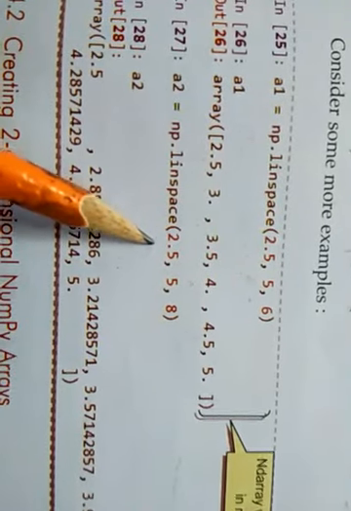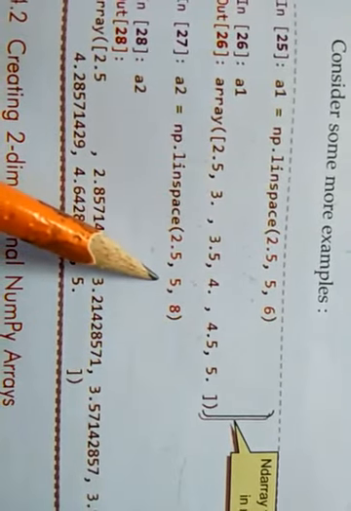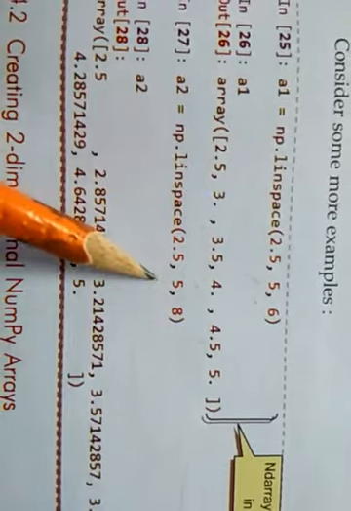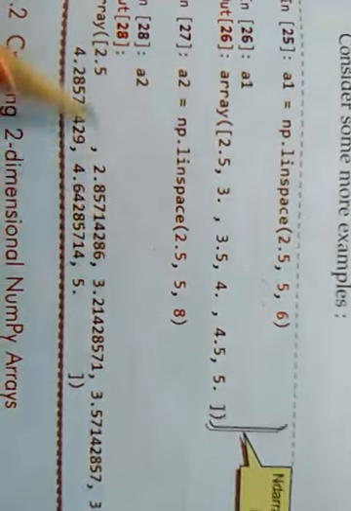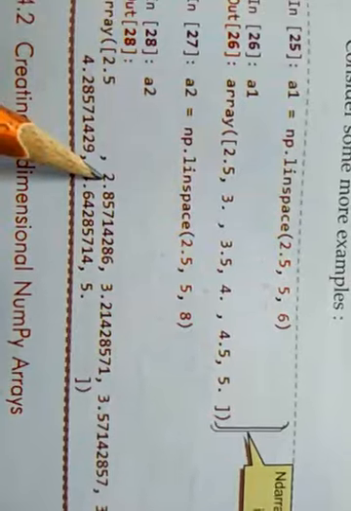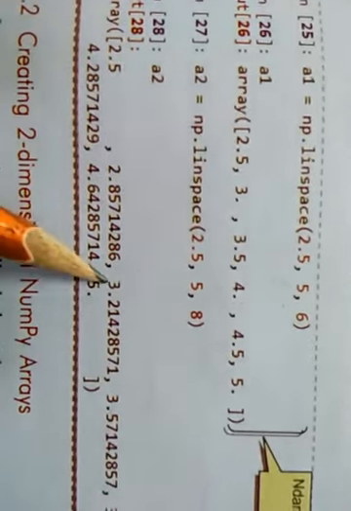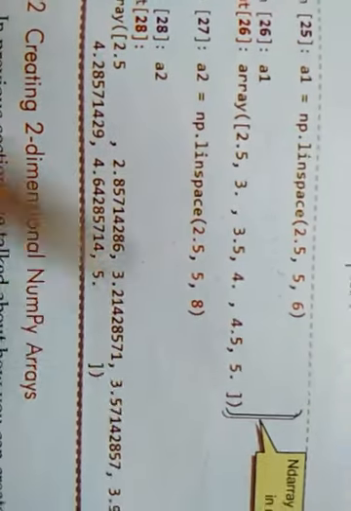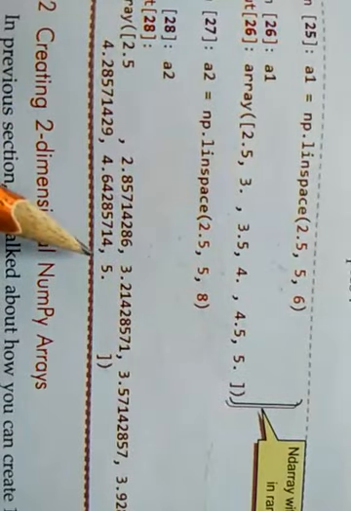Now the next one: the starting value is 2.5, the last value is 5, and 8 values should be generated. So the starting value is 2.5 and the next value is 2.8, so this will automatically adjust, then 3.2, 3.5 and so on, and the last value is 5.